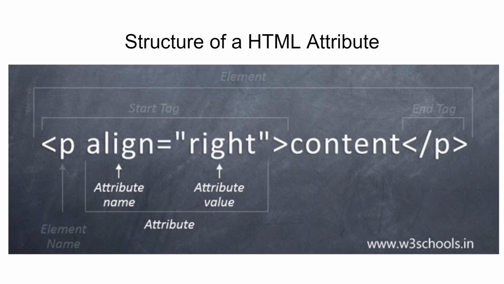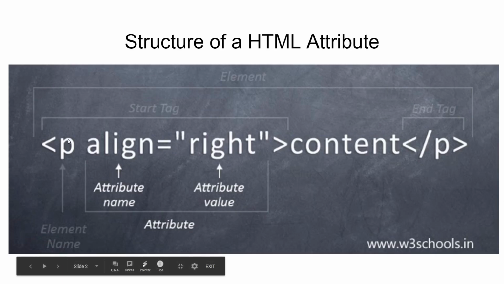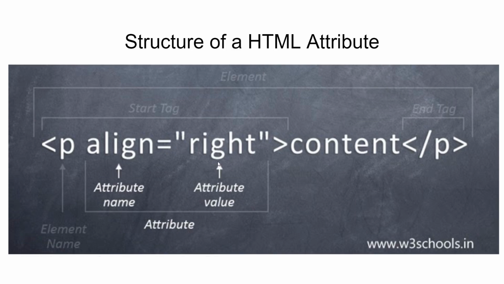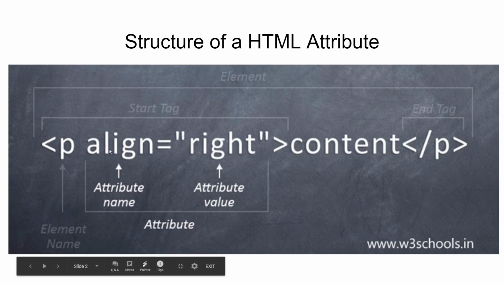So this is the basic structure of a HTML attribute. You see here that this is the tag, and then this is the attribute name, as it says here, and then this is the attribute value. So you can see the gray indication here. This is the element. The entire element is here. This is the start tag, and this is the end tag, and within the start tag we have the attribute. So this entire thing is called an attribute, and within that we have the attribute name and the attribute value.